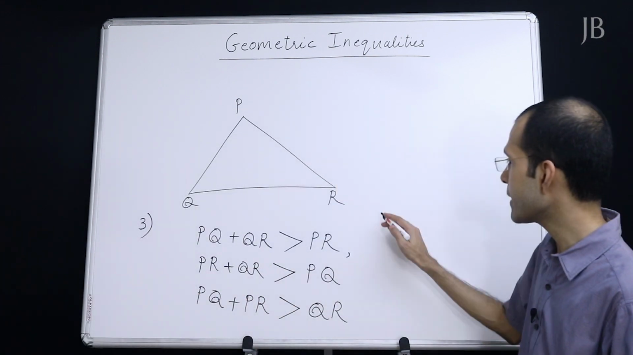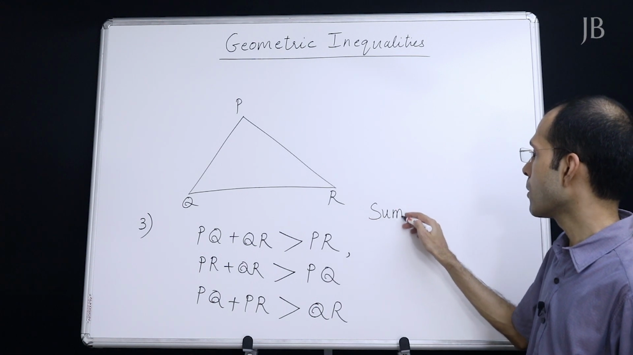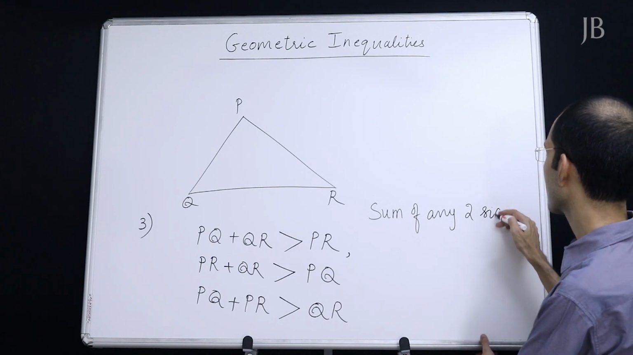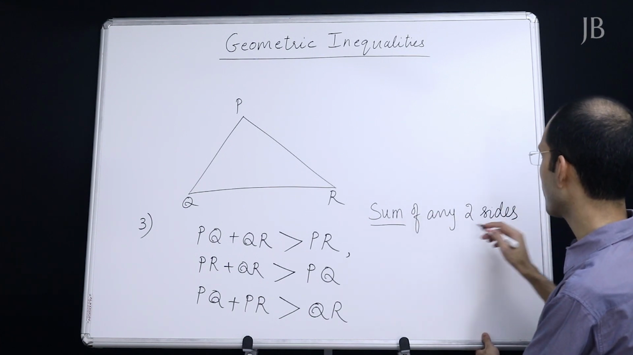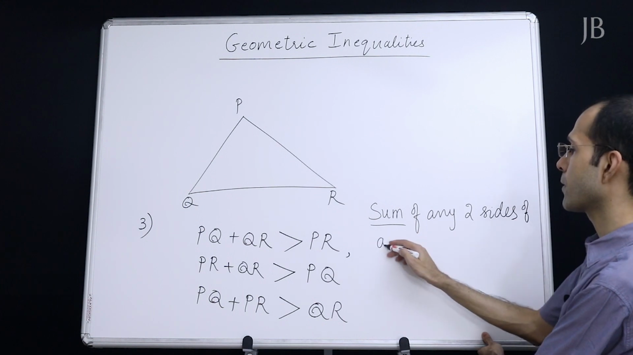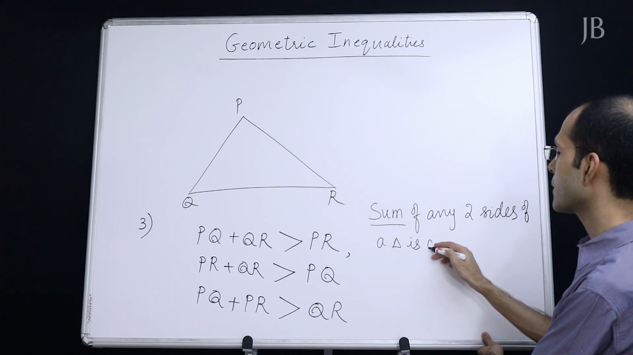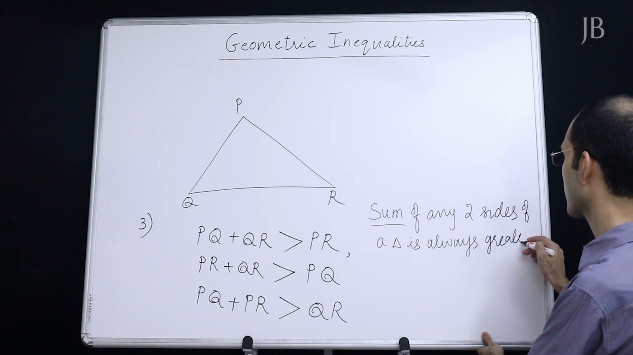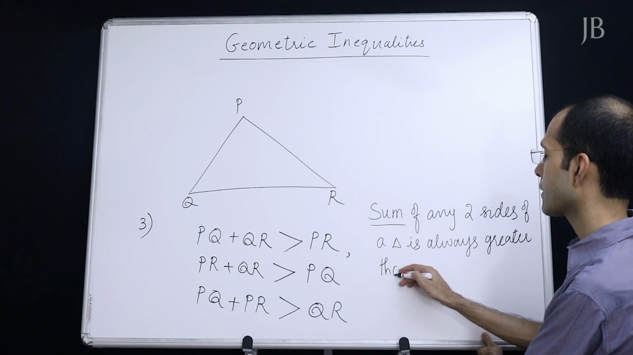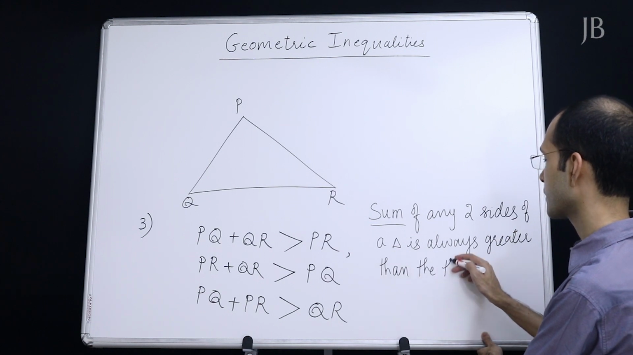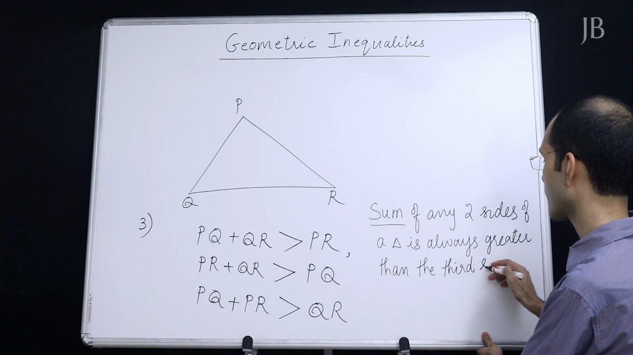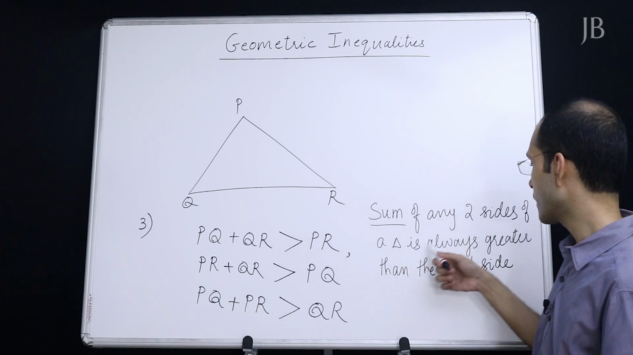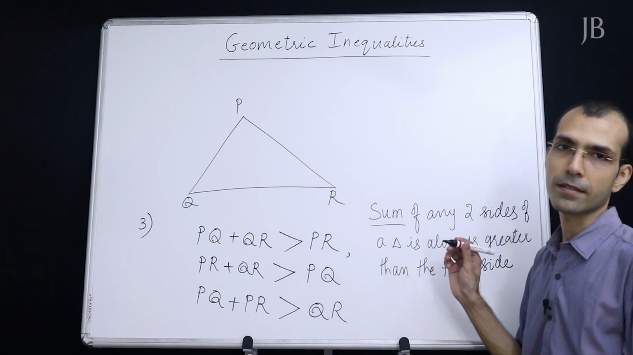It is formally written as: the sum of any two sides of a triangle is always greater than the third side. Sum of any two sides of a triangle is always greater than the third side.